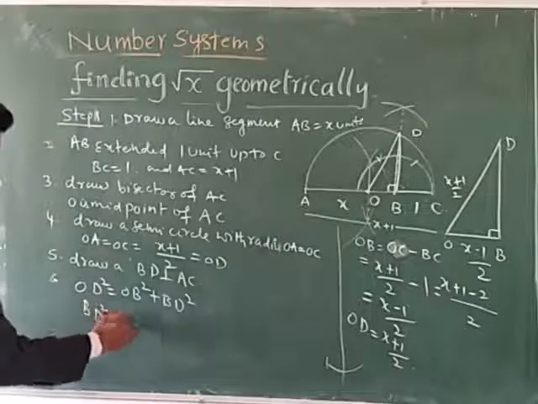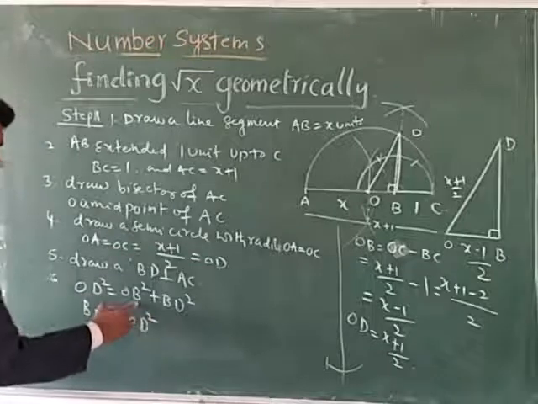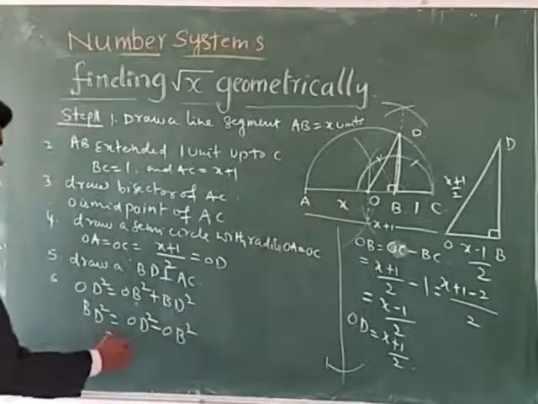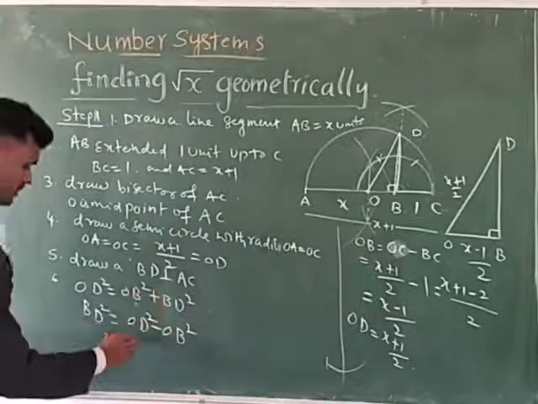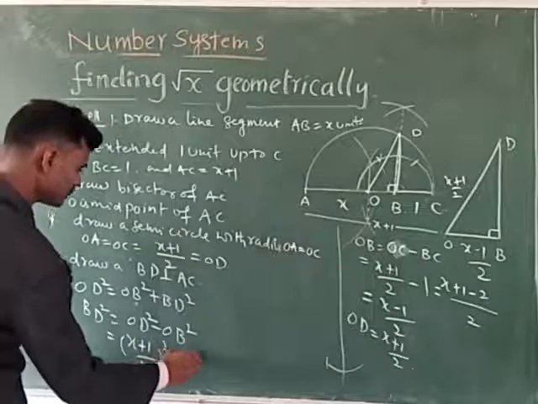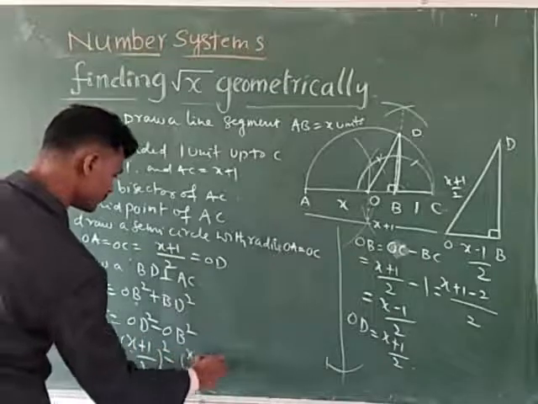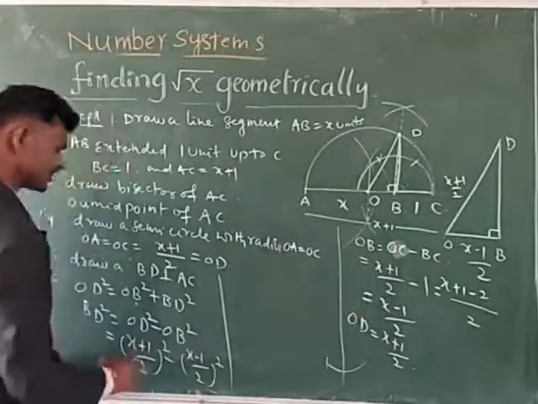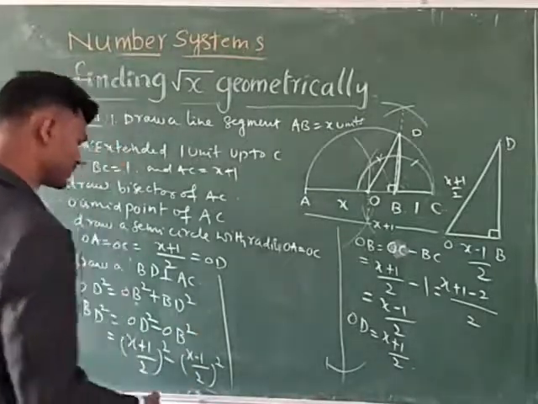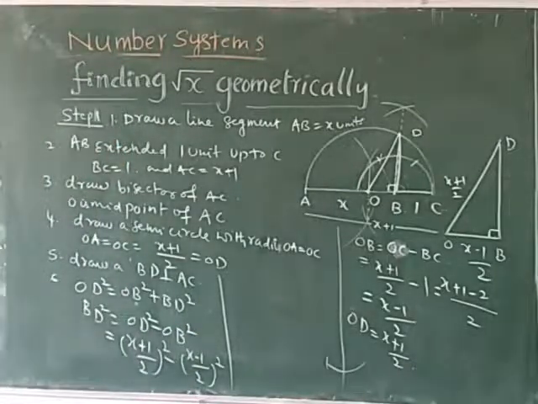BD square is equal to OD square minus OB square. OD is equal to ((x+1)/2) whole square. OB is equal to ((x-1)/2) whole square. Now this one is the (a+b) whole square formula. How to write here? Listen one minute.